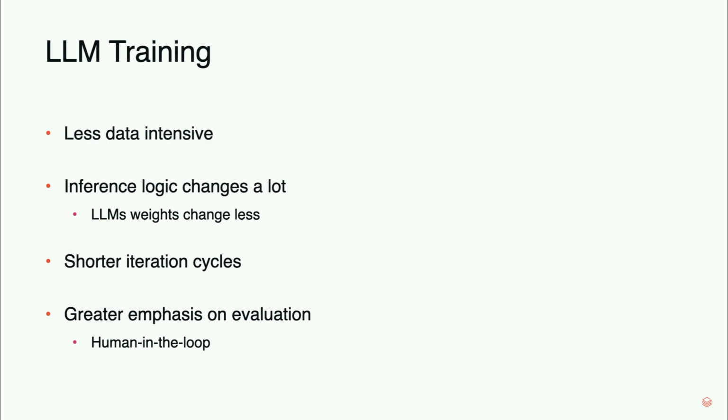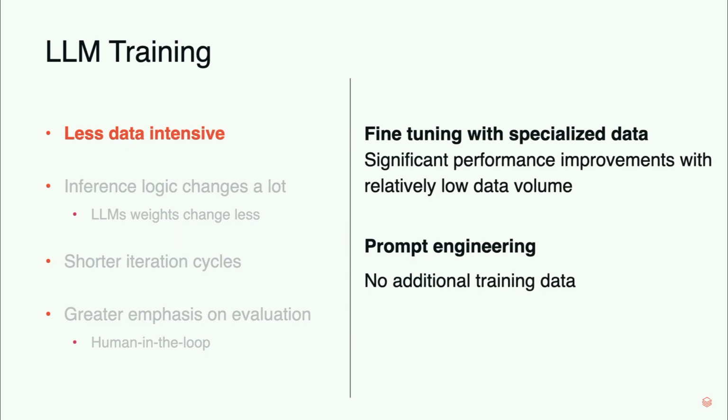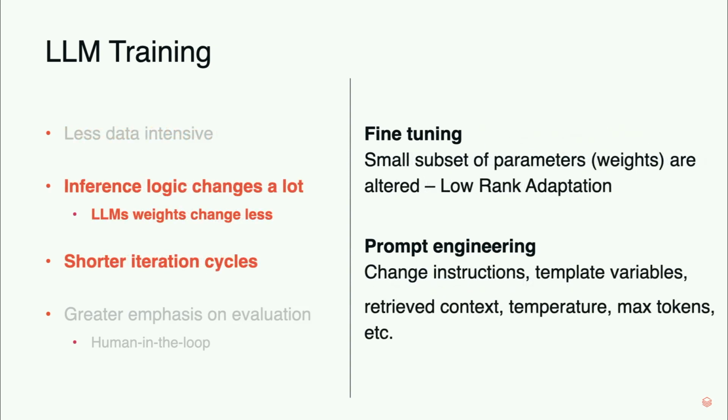have many other options. For example, fine-tuning on specialized data, as we talked about several slides ago, can produce significant performance improvements with relatively low data volume. And prompt engineering doesn't require any additional training data at all. With less data comes less change or iteration on model weights. So if my model's weights aren't changing as much, what is changing? Well, that's the inference logic surrounding that model.